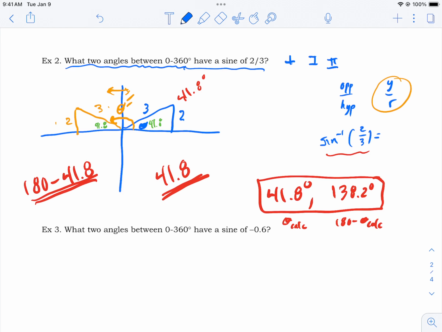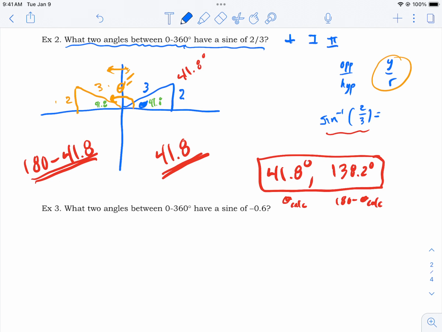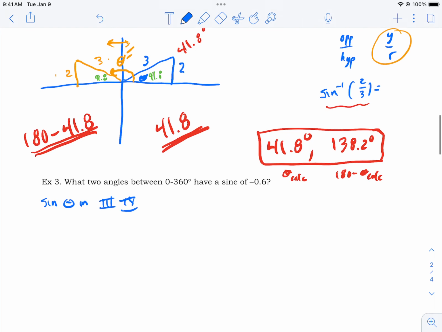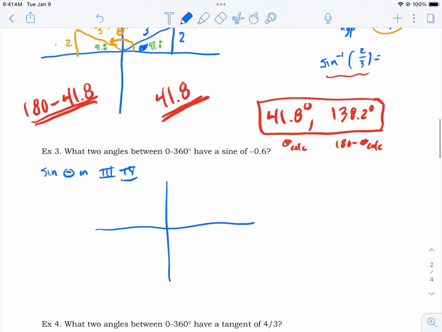Pause. Come back. Okay, so this time the sine is negative. Not in the first and the second quadrants, where sine is positive, but in the third and the fourth quadrants. So what I can do is start drawing one of these, and I'm going to go to the third and the fourth quadrants. So remember, sine is still y over r, opposite over hypotenuse. So if y over r is negative 0.6, I must have something like this. The y would be negative 0.6 and the r would be 1, right? Because that makes a ratio of negative 0.6 to 1.